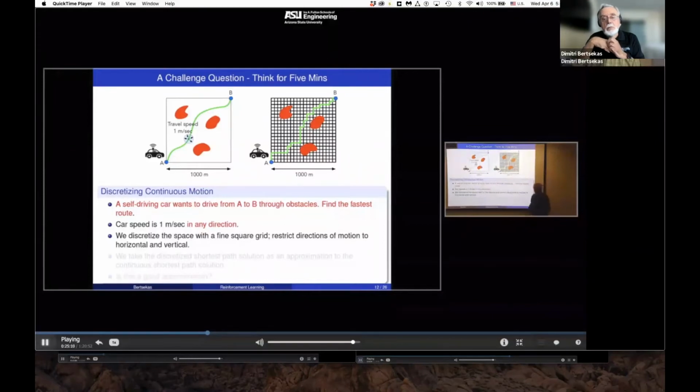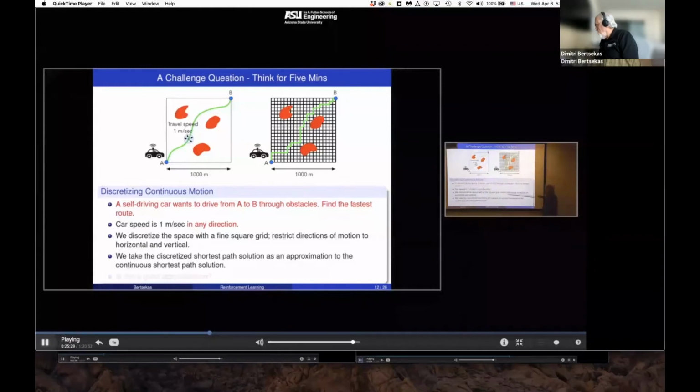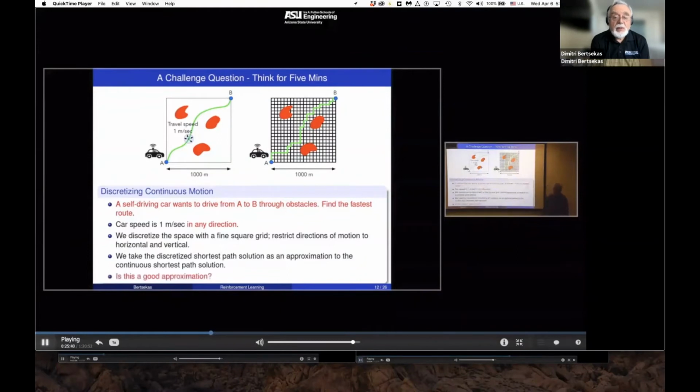So in this approximation, it has to move on the grid at this speed here, going one step horizontally or one step vertically. So we restrict also the direction of motion, not only the endpoints at each step. And then we solve this by a shortest path method, right? And we take this solution as an approximation to the solution of this problem. Is this a good approximation?